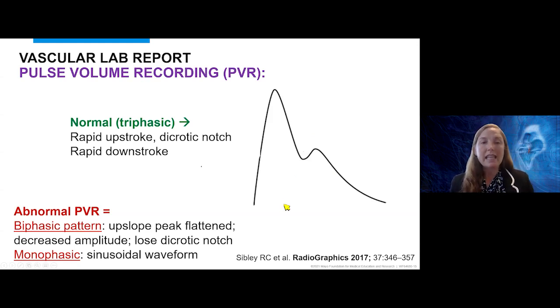So the key is that a normal PVR waveform should be triphasic: rapid upstroke, dichrotic notch, and a rapid downstroke. And we'll see an example of an abnormal PVR in just a moment.